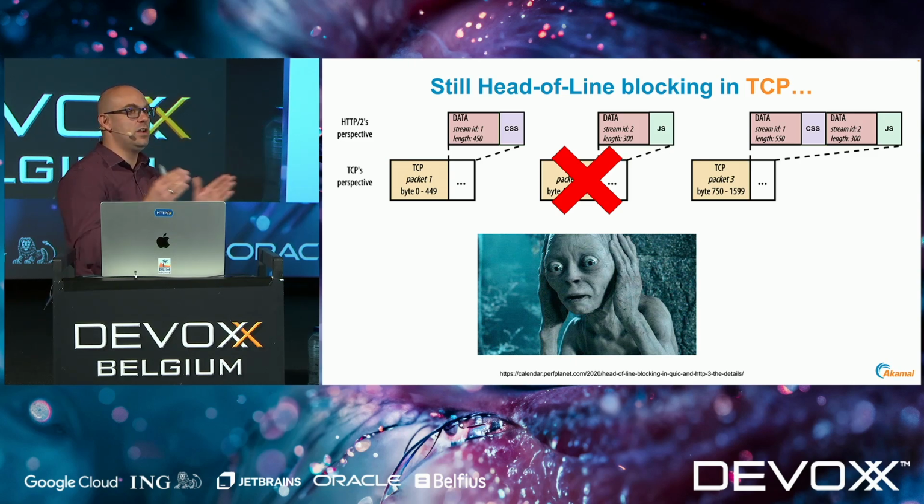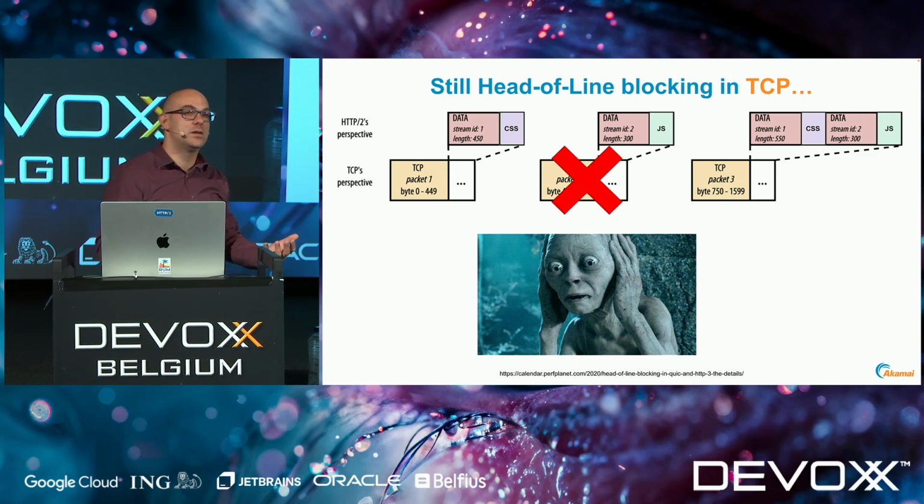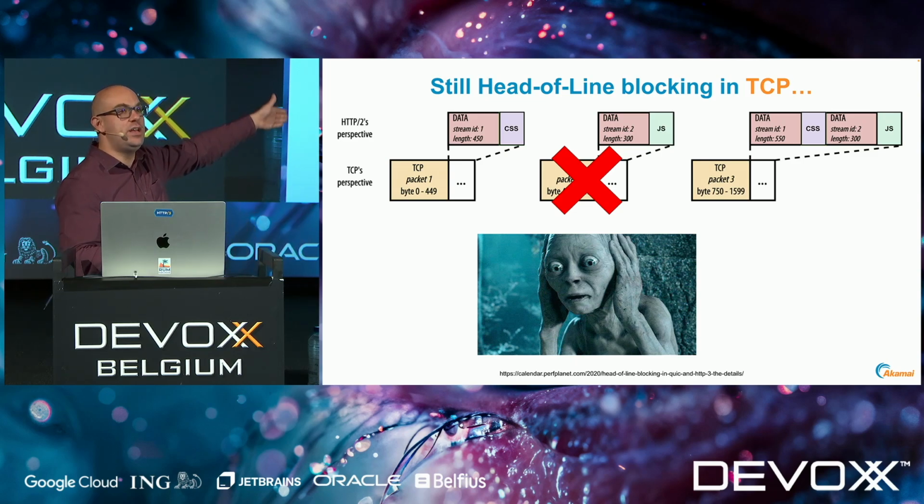TCP thinks this is one file, I have a gap in my one file, so I need to wait until that gap is filled by a retransmission before I can send up the rest. So even though data in packet 3, 4, 5, and other things might have arrived, they are stuck in the TCP level buffer until this one packet is retransmitted. So again, we have head-of-line blocking, this time from a lost packet, blocking everything behind it, even though it has arrived.